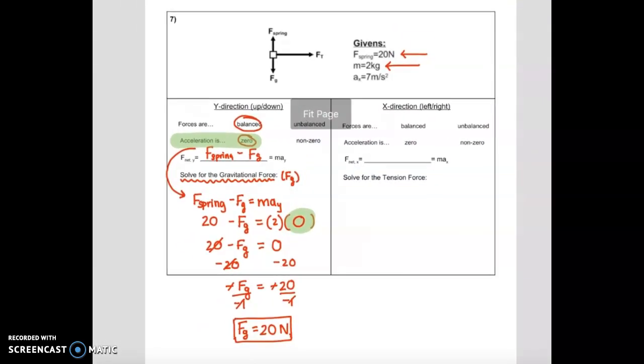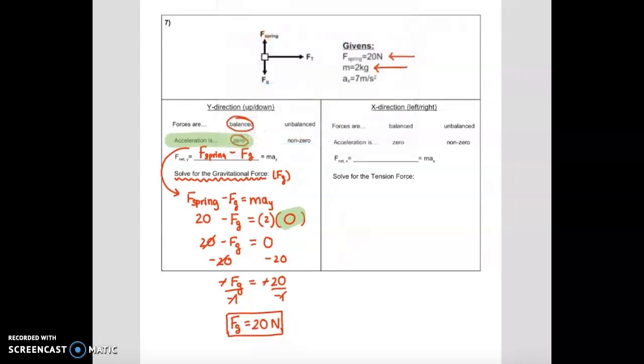We're going to follow a similar process, but now we're going to shift our focus to the x direction, so the left-right direction. I'm noticing in my x direction, force of tension to the right, but nothing to the left. This is telling me that my forces are unbalanced. We know that unbalanced forces lead to changes in our velocity, meaning a non-zero acceleration. We're going to use Newton's second law, Fnet equals ma, but we're going to expand what Fnet is. Now, because we're working in the x direction, we're always going to do right minus left.